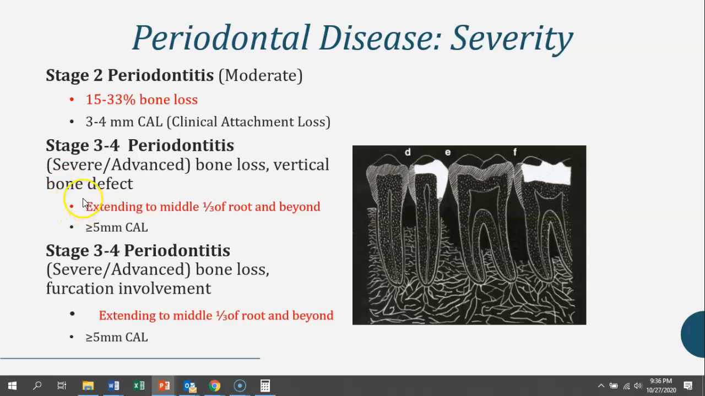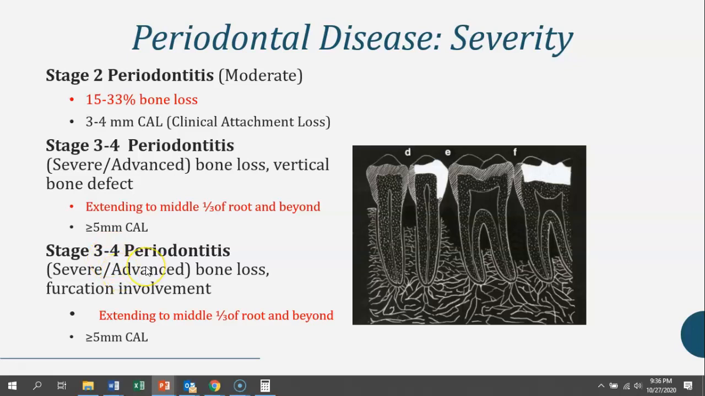Stage 3 and 4 is going to be severe to advanced bone loss, vertical bony defects extending to the middle third of the root and beyond. CAL will be at or above 5 millimeters. And then this is just basically saying the same thing. This might have just meant to say 3 in that stage 4.